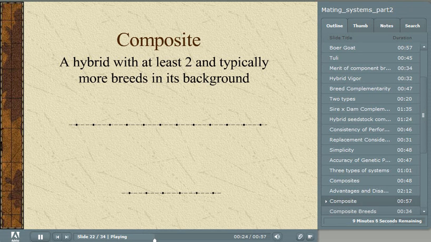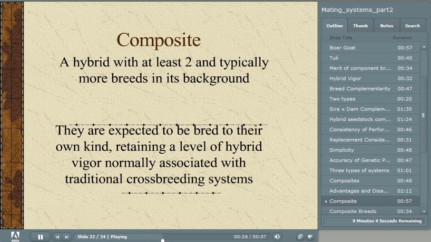Now, composites, true composites, are expected to be bred to their own kind, that is, animals of their own genetic or breed composition, with the goal being to retain a level of hybrid vigor normally associated with traditional crossbreeding systems. So, again, by developing a composite and breeding a composite, even if you're a small operator or a small producer, you're able to take advantage of hybrid vigor using this, if you will, non-traditional crossbreeding system.